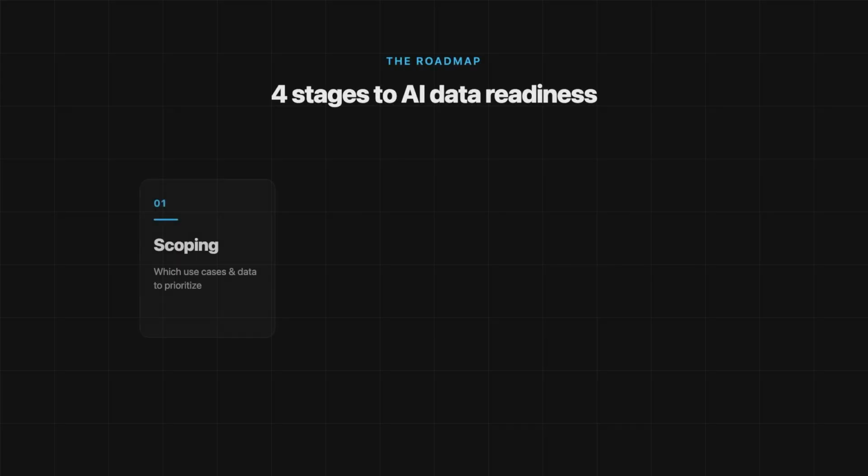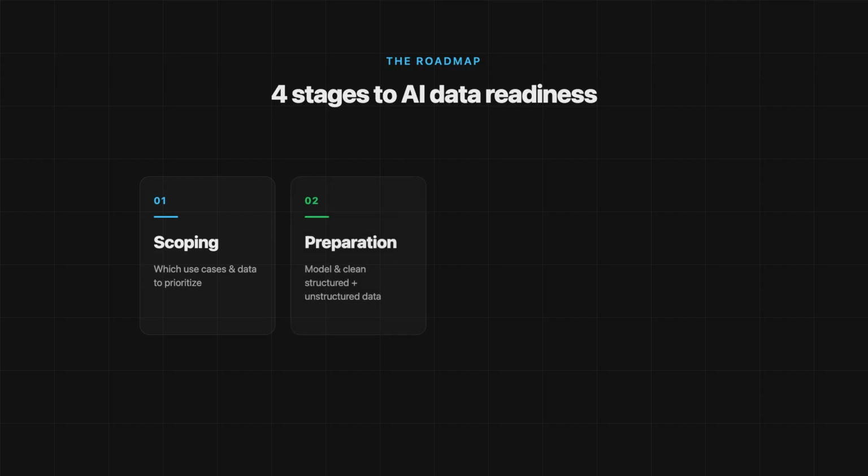Now, there's 4 things we're going to go over here. The first one actually starts even before development. This is the scoping phase. The next here is what I would call preparation, but this is more of making sure that we can convert this data into a usable shape.